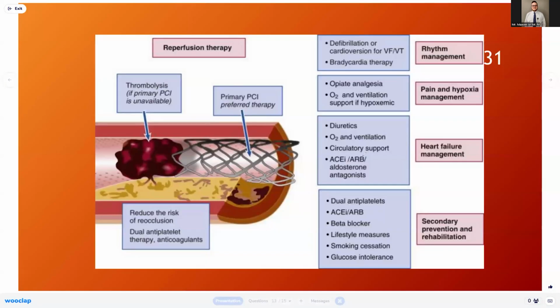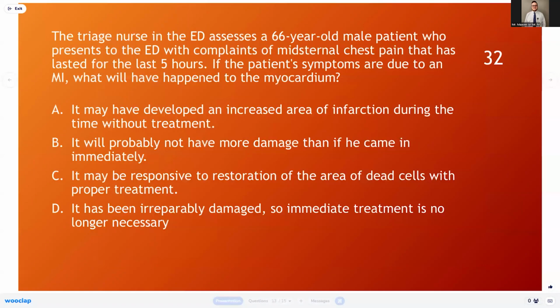So then this is kind of showing reperfusion therapy, or PCI, the percutaneous intervention. Just kind of showing this to you again so you get an idea of the specifics of what's happening. But as long as you have an idea that when someone goes for a cardiac cath and they put a stent in, it's PCI. So a triage nurse in the emergency department assesses a 66-year-old male patient who presents to the ED complaining of mid-sternal chest pain that has lasted for 5 hours.